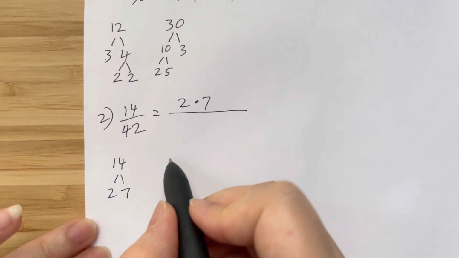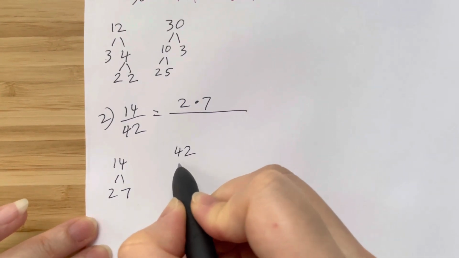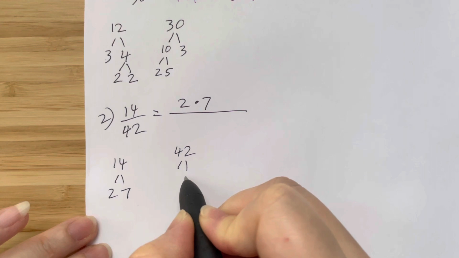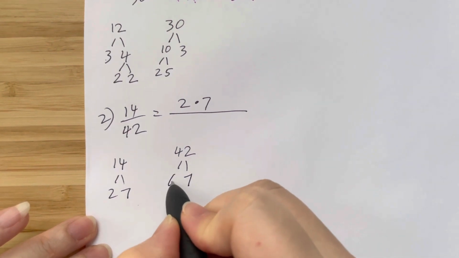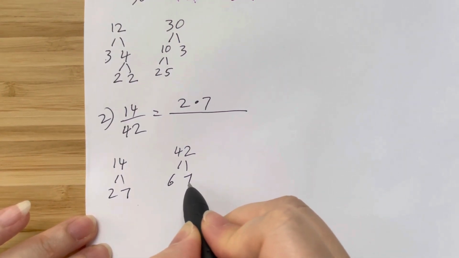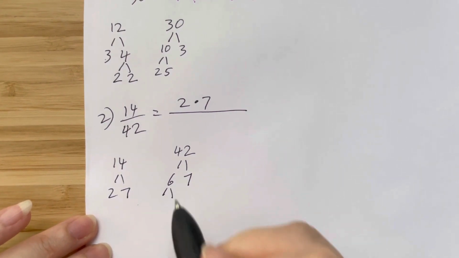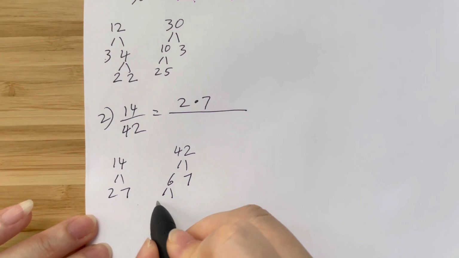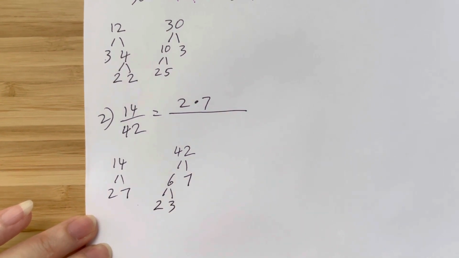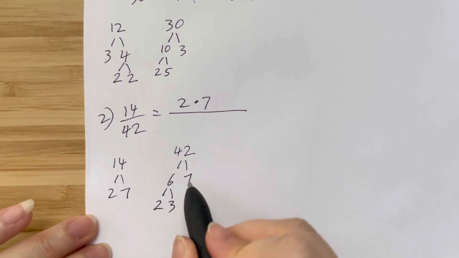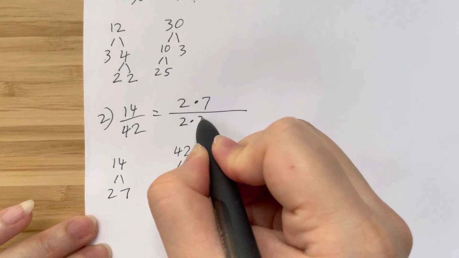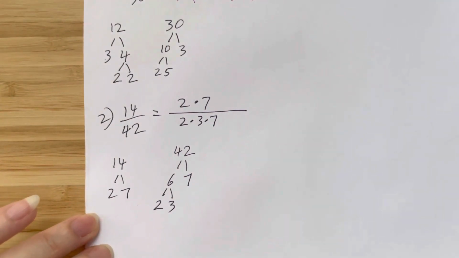And then we have a 42. A 42, we have what? A 7 times 6. A 7 is a prime number again. A 6, we can go even further, which is going to give us a 2 and a 3. So we're going to have 2 times 3 times 7 on the bottom.